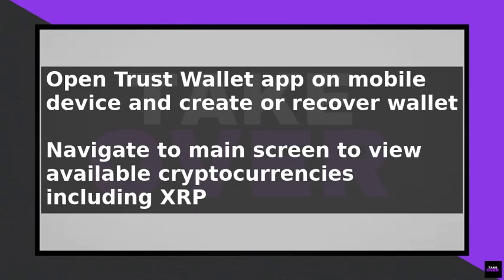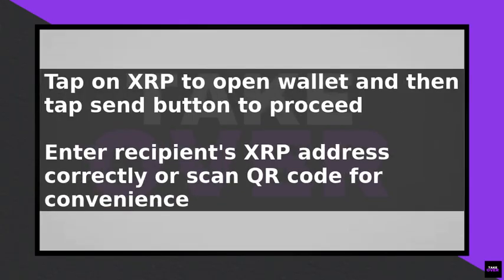including XRP. Tap on XRP to open the XRP wallet. Then tap the Send button. You will be prompted to enter the recipient's XRP address. Make sure to enter the address correctly, as transactions on the blockchain are irreversible.